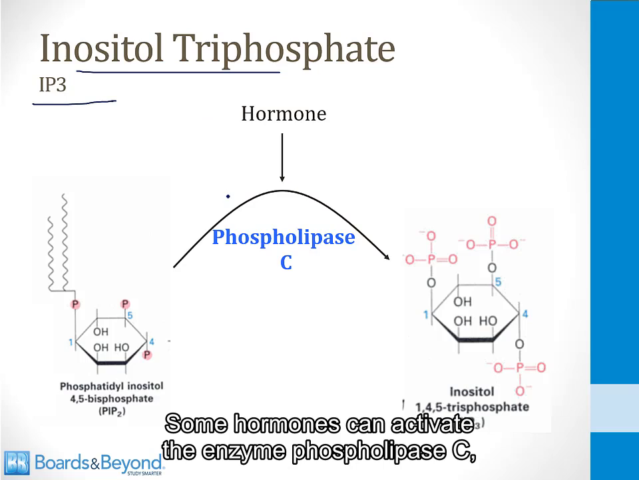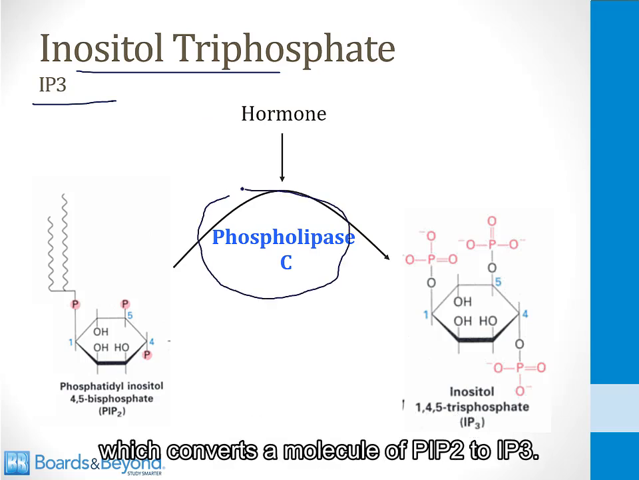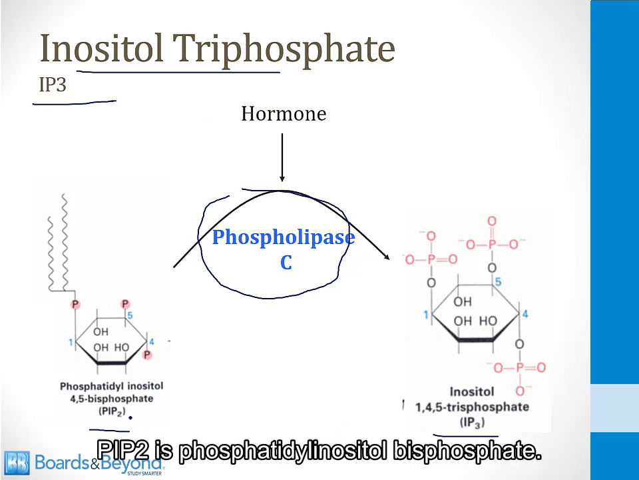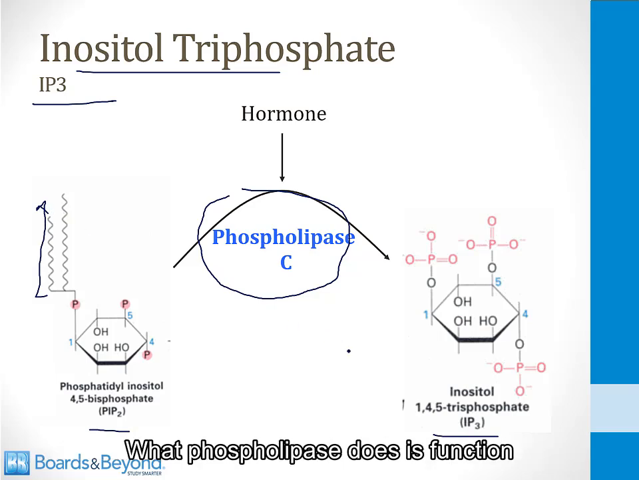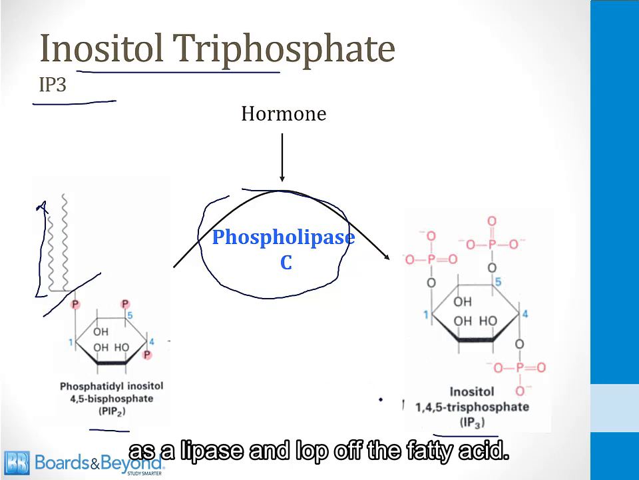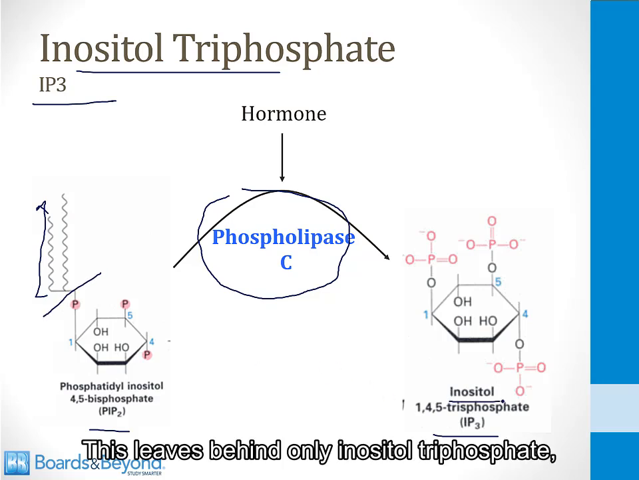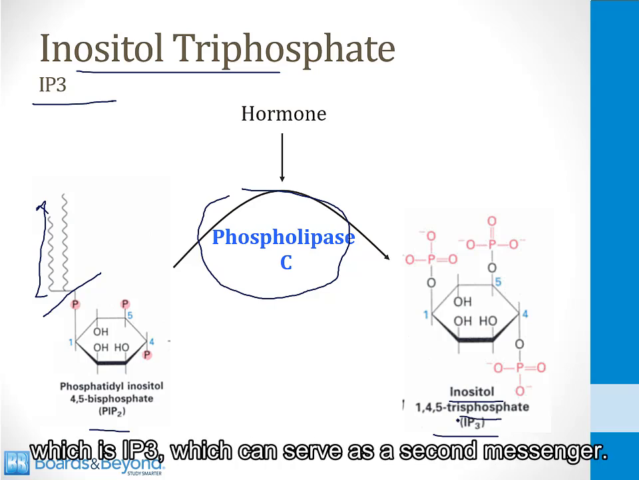Some hormones can activate the enzyme phospholipase C, which converts a molecule of PIP2 to IP3. PIP2 is phosphatidylinositol biphosphate. It's basically a ring attached to a long-chain fatty acid. What phospholipase does is function as a lipase and lop off the fatty acid. This leaves behind only inositol triphosphate, which is IP3, which can serve as a second messenger.